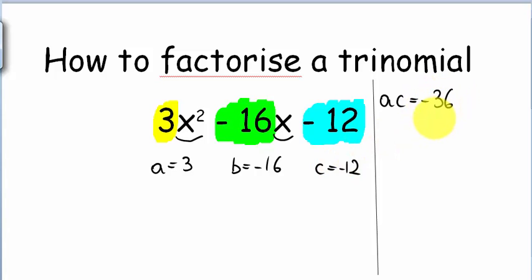Now 3x times positive 6, and then just 18x. So I've got 2 numbers. And I will try example H, just yourself.